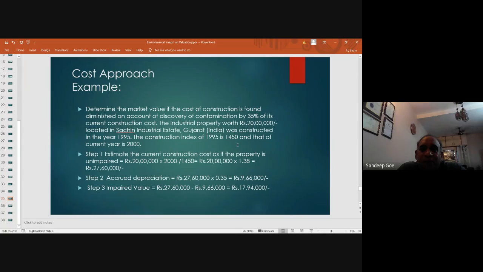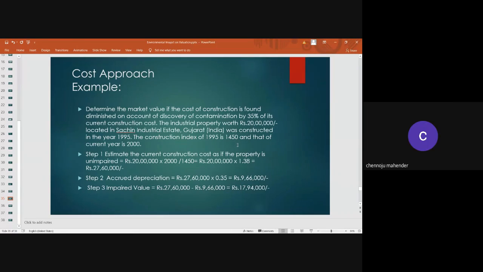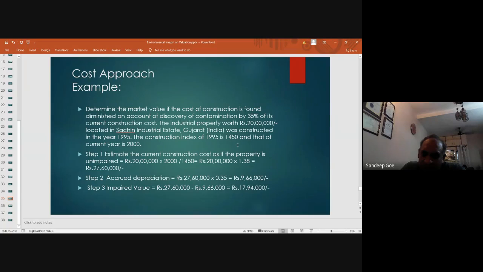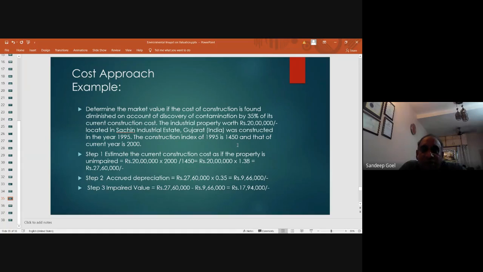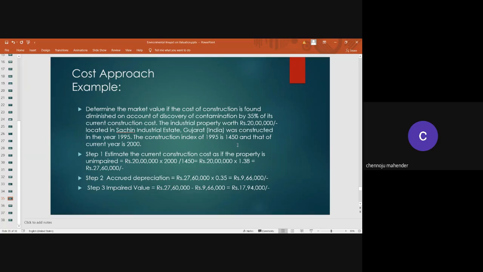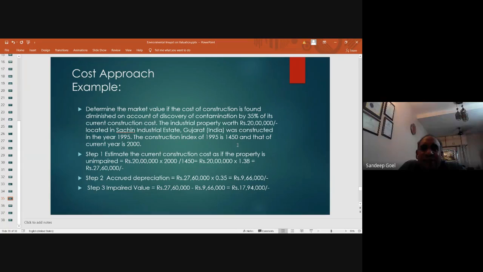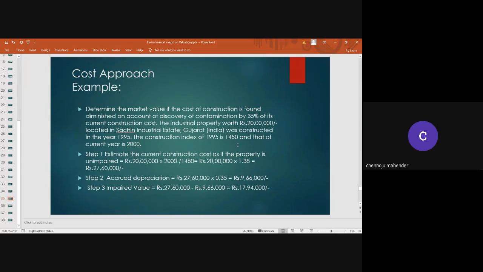He says the industrial property worth is 20 lakh. Multiply into 20 lakh. So what value comes then? 27,58,621. He has taken 27,60,000. Okay. Now he is telling that 35% depreciation due to contamination, value got diminished. So diminish this value by 35%. So what value is left? 17,94,000. This is what he wants.